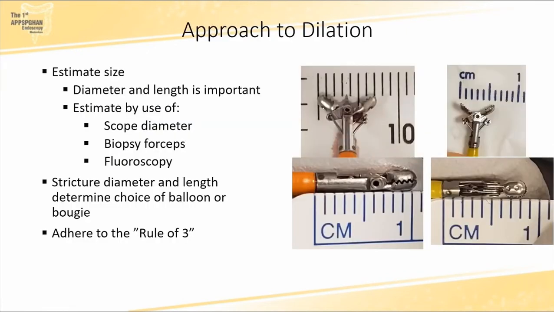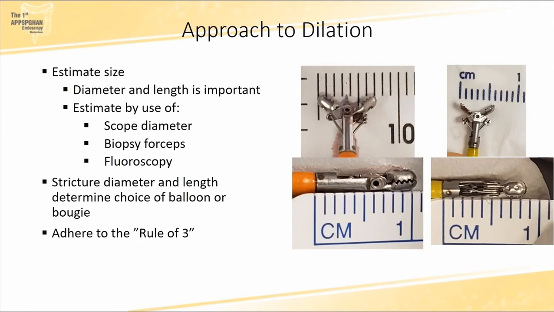Now, my typical approach to dilation is first estimate the size of the stricture. Both the diameter and length are important to know. I do this by several techniques. The easiest is knowing your scope diameter to estimate the size of the stricture. But I also use biopsy forceps. As you can see in the pictures on the right, I look at and measure my biopsy forceps open and closed, as well as the length, to help estimate the size of the stricture.